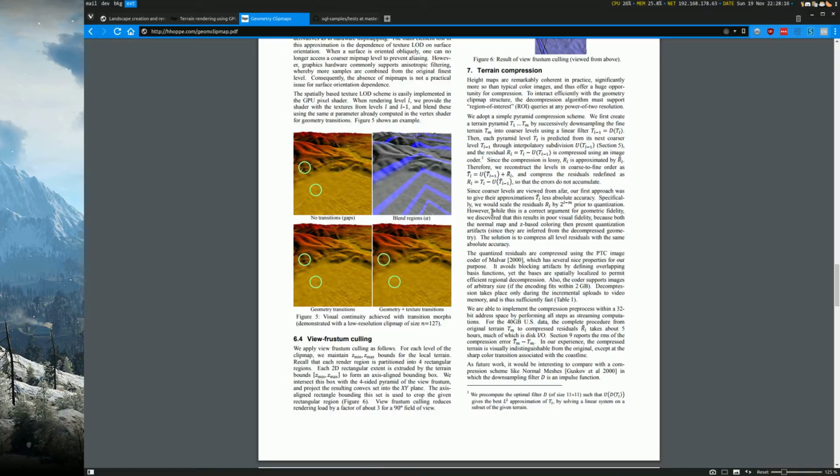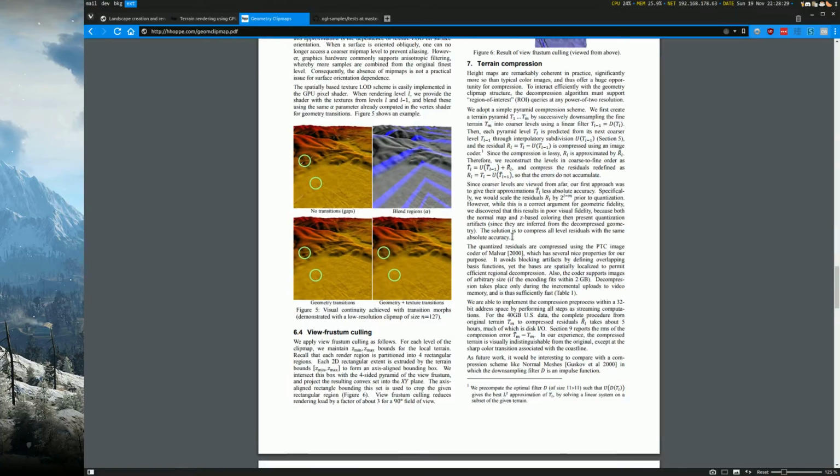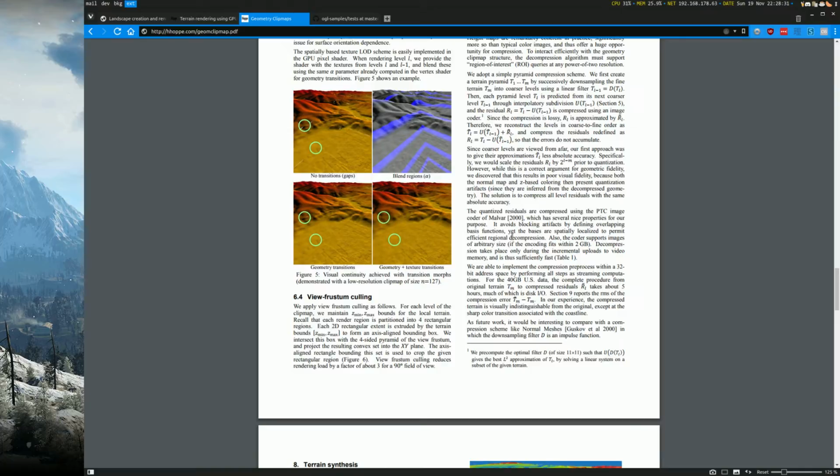Well, this is a correct argument for geometric fidelity. We discovered that this results in poor visual fidelity because both normal map and z-based color memory present quantization artifacts. The solution is to compress all levels of residuals with the same absolute accuracy. The quantized residuals are compressed using the PTC, which is a JPEG thingy, which has several nice properties for our purpose.